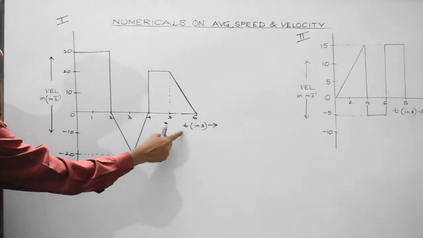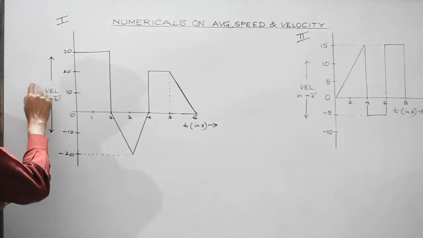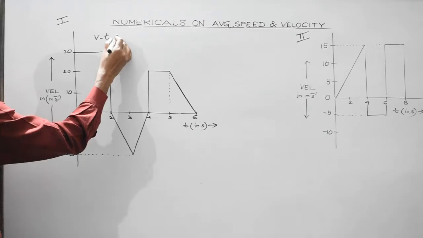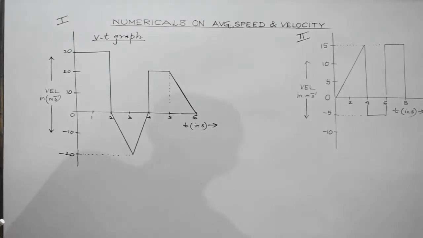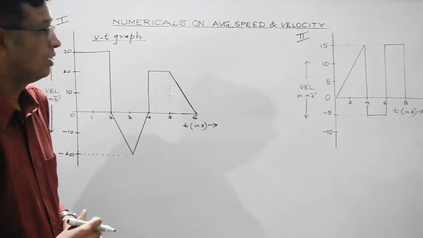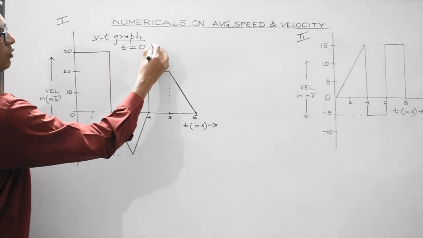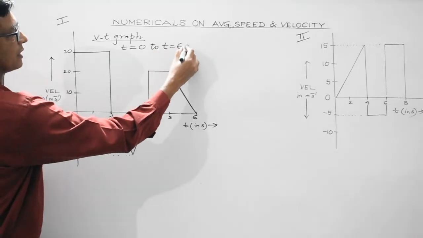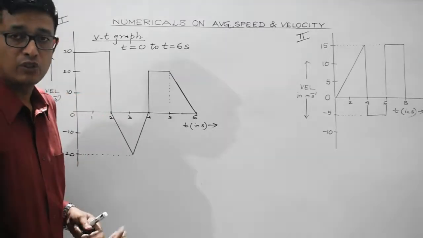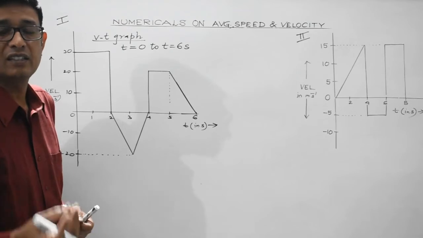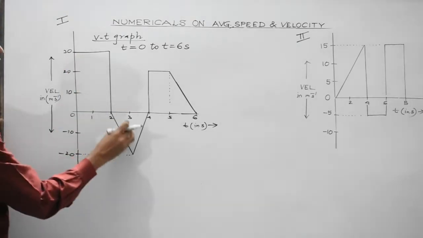The velocity time graph of a body is given. I repeat, it is the VT graph. The VT graph of a body is given as shown on this board. We are supposed to find out the distance and displacement between the time interval t equals 0 to t equals 6 seconds. This is the time interval during which we intend to determine the distance and the displacement covered by the body. It can be divided into three parts.